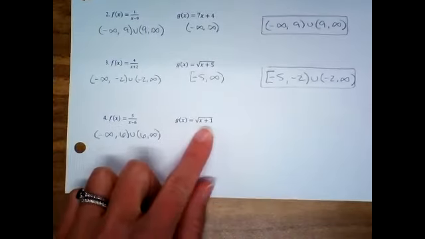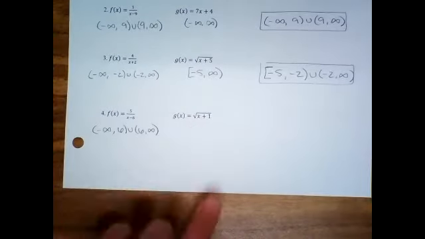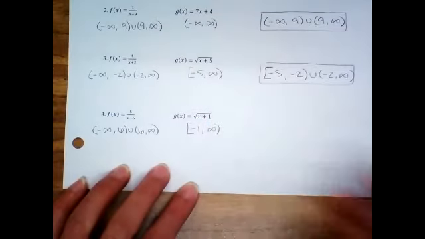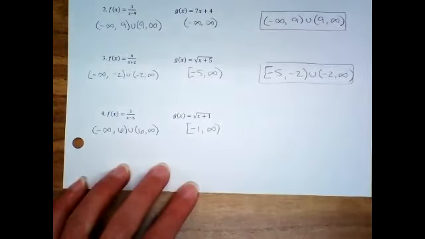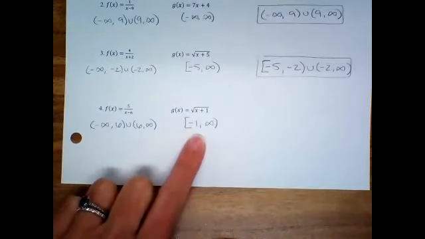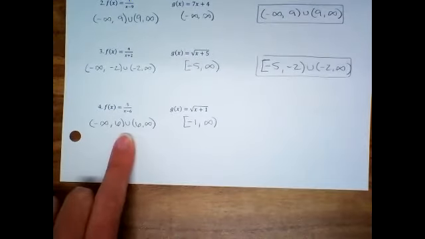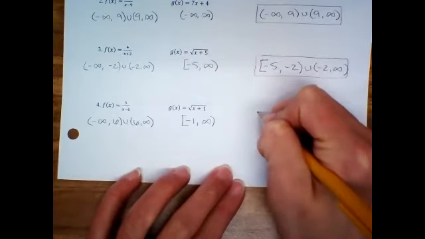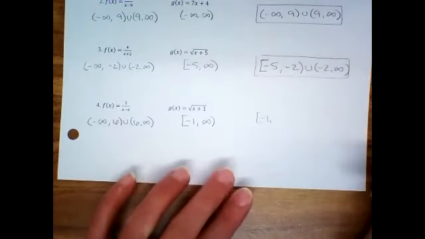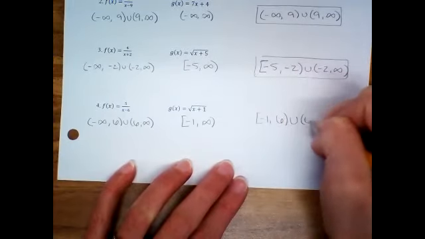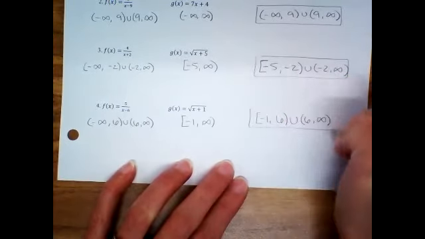And then how about this one? Yep, -1 with a bracket to infinity. It moved left 1. So if you combine the two together, you want to go from -1 onwards, but you have to leave out 6. So how's that going to get written? -1 with a bracket, good, until 6, union. You guys got it.